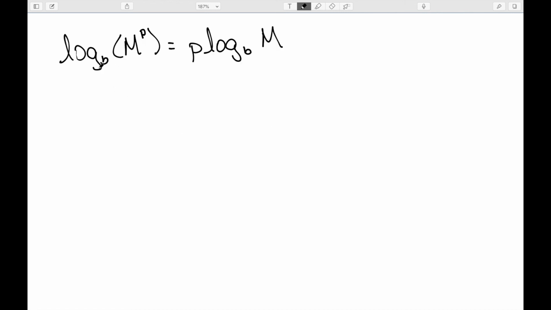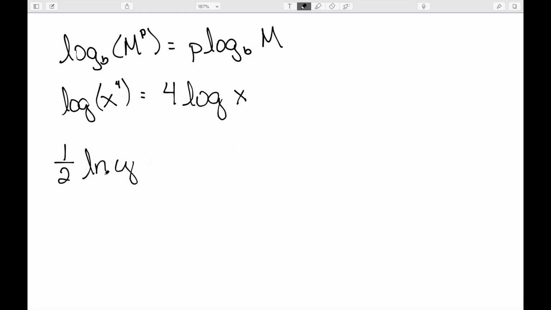My next property, log base b of m to the p is equal to p log base b of m. If I'm raising this to an exponent, I can just move the exponent out front. As an example, log base 10 of x to the fourth. We bring the exponent out front. So this is 4 log base 10 of x.